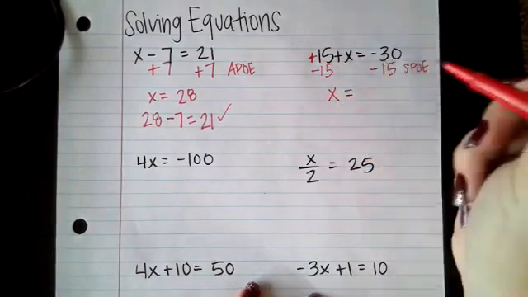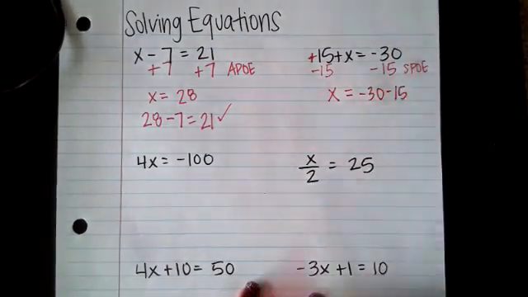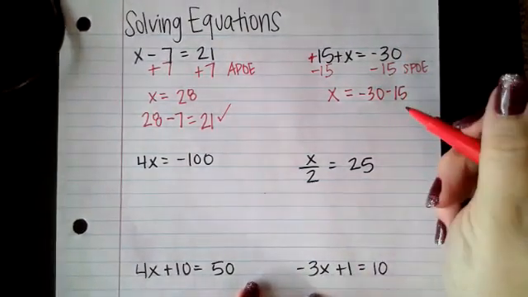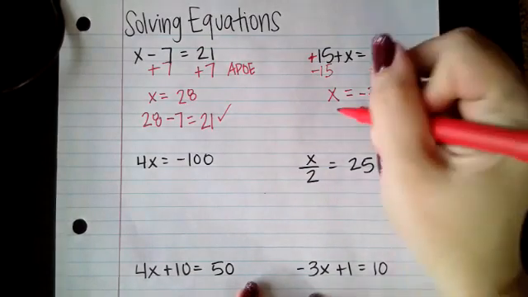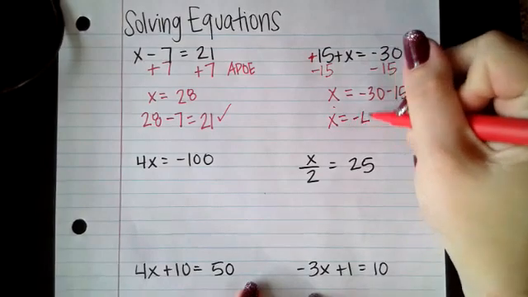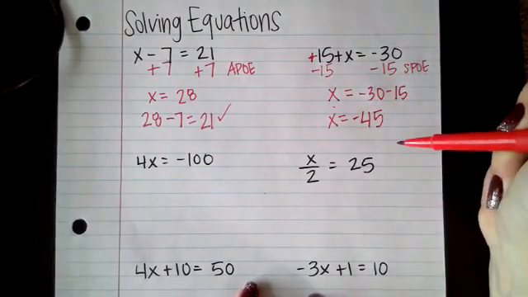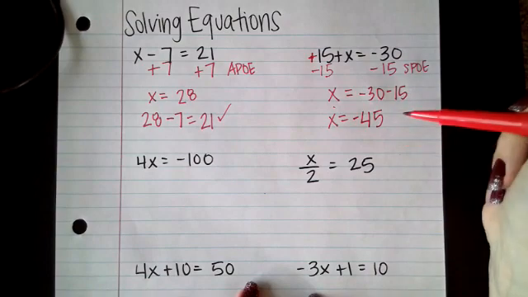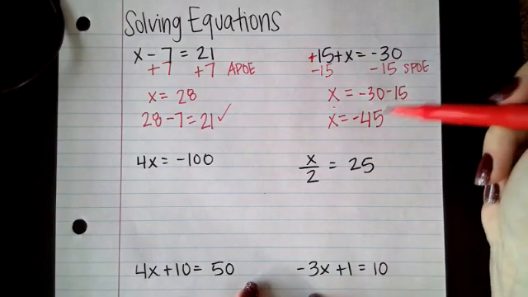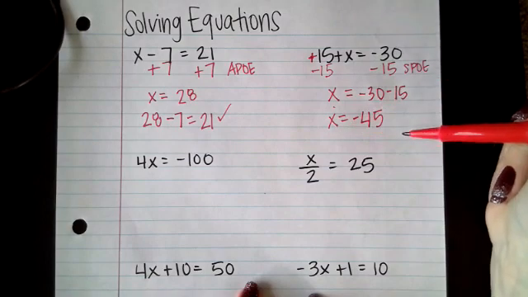This is equivalent to, I'll write it out like this, 30 minus 15. I'm sorry, negative 30 minus 15. So if I do this subtraction, I get x is going to be equivalent to negative 45. Negative 30 minus 15, we go farther in the negatives, so x is negative 45. So I have isolated my variable.